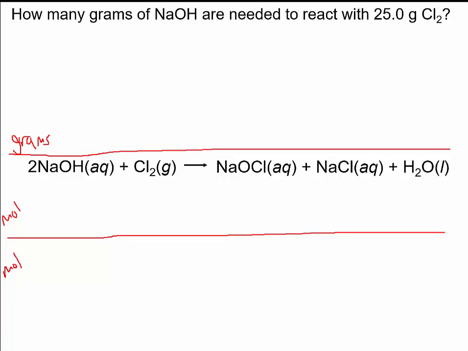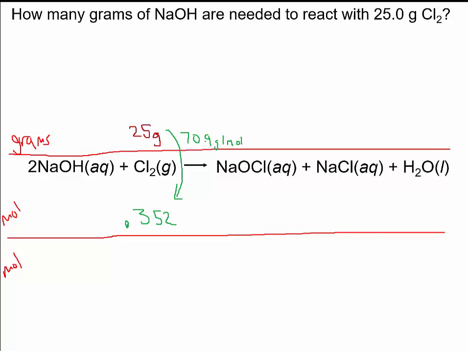I'm then going to start filling in the things that I already know. I know that I've started out with 25 grams of chlorine. And for my 25 grams of chlorine, I can drop that down to the mole level using my molar mass of chlorine. I'm going to use 70.9 grams per mole because this is Cl2, which is going to give 0.352 moles of chlorine.